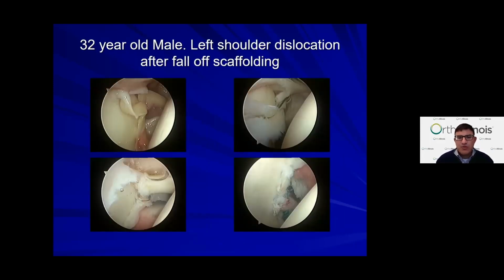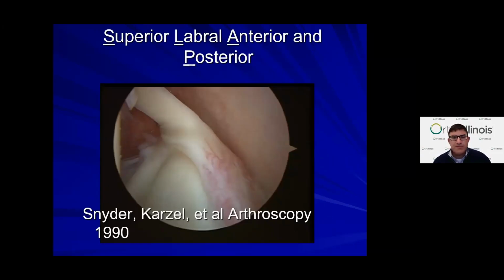This is a similar situation. This is a 32-year-old gentleman who had a shoulder dislocation. He was a painter and fell off some scaffolding. Once again, on the top, we can see the labrum, which is pulled down, going from top left to top right. That's us filling the shoulder with saline and cleaning it. Then we go to bottom left, we're cleaning things, and then bottom right, now we're stabilizing them.